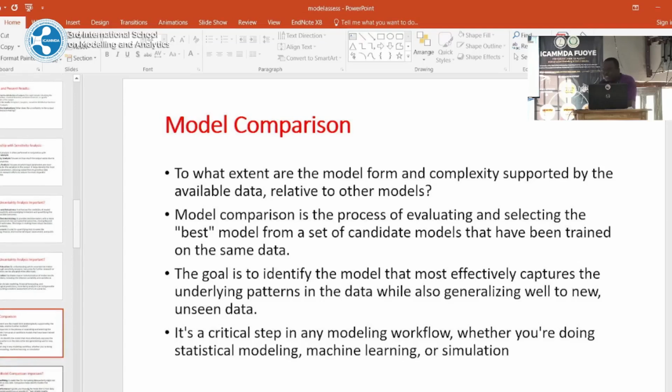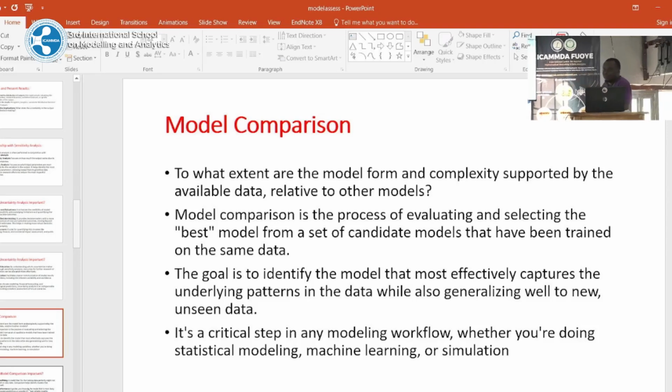Now, model comparison. The question we are answering is, to what extent are the model form and complexity supported by the available data relative to other models? So model comparison is the process of evaluating and selecting the best model from a set of candidate models that have been trained or fitted on the same data.